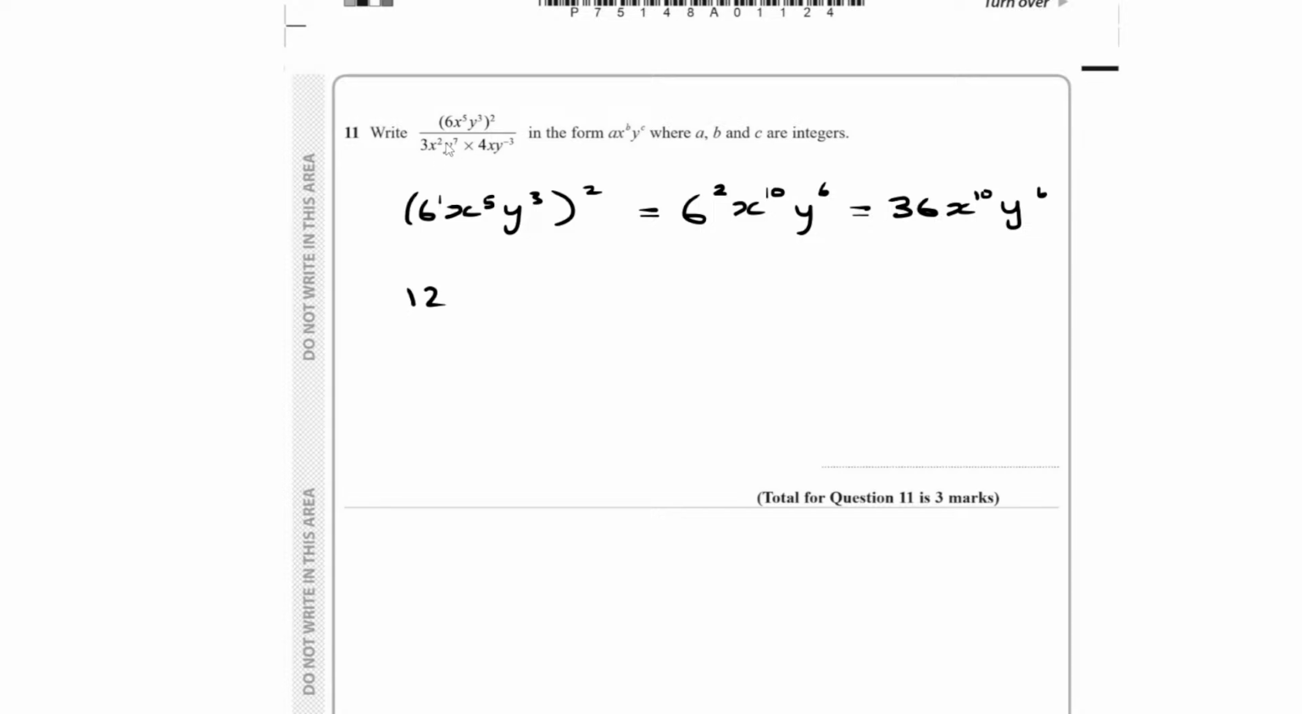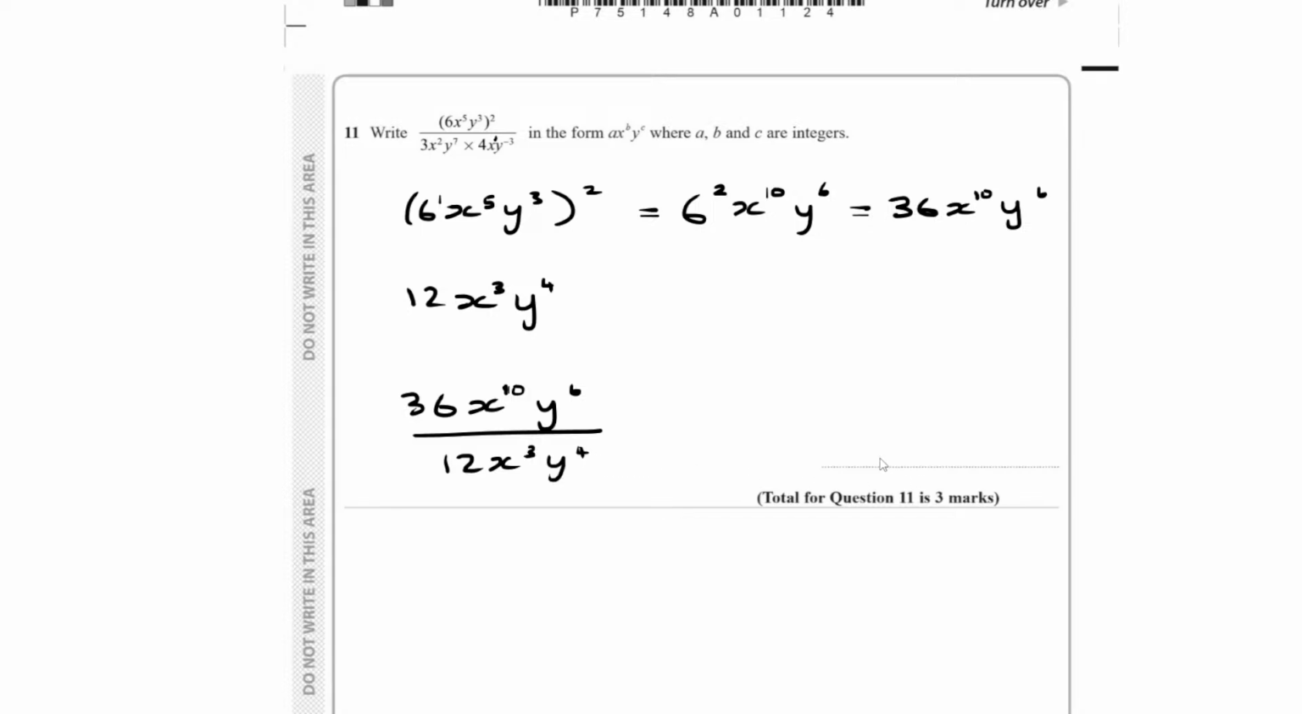And then you've got x squared times, now there's an x here, this is technically a power of 1, isn't it? It's not 0. It's technically a power of 1. So 2 plus 1 is 3, x cubed. y to the power of 7 times y to the power of minus 3. So that's 7 plus minus 3, which does technically subtract, doesn't it? y to the power of 4. So that's our denominator. So let's rewrite those together. 36x^10 y to the power 6, and then 12 x to the power 3, y to the power 4.